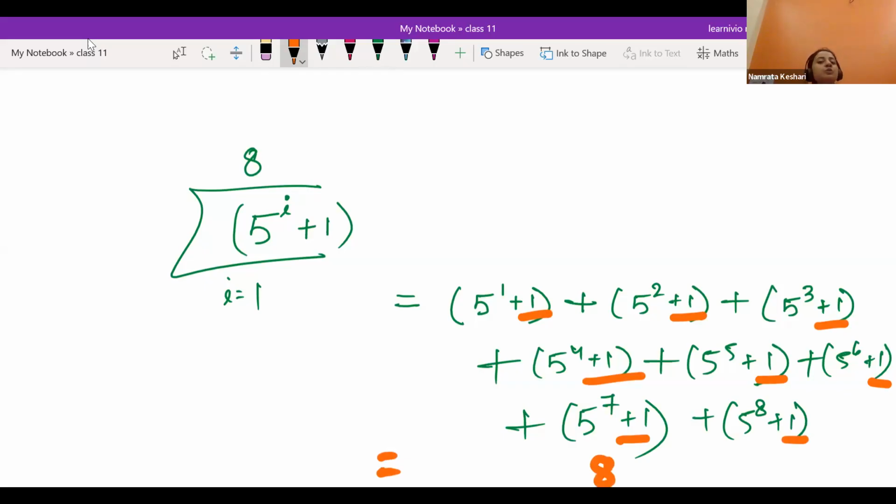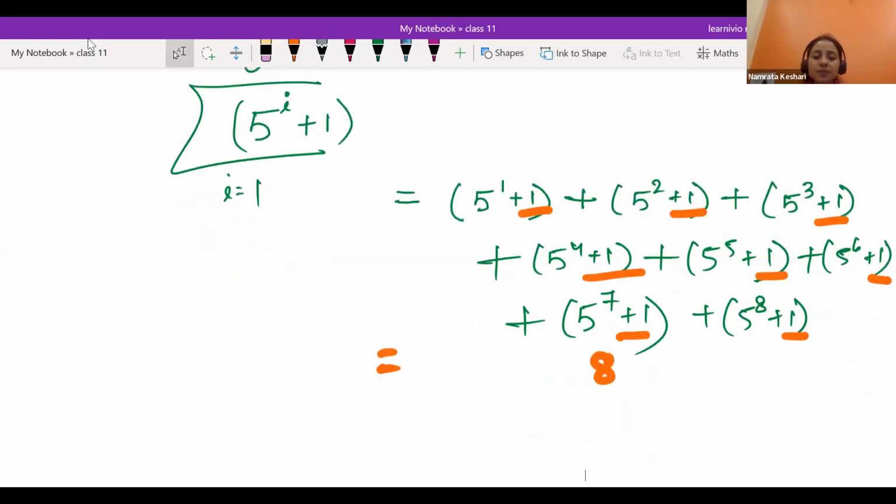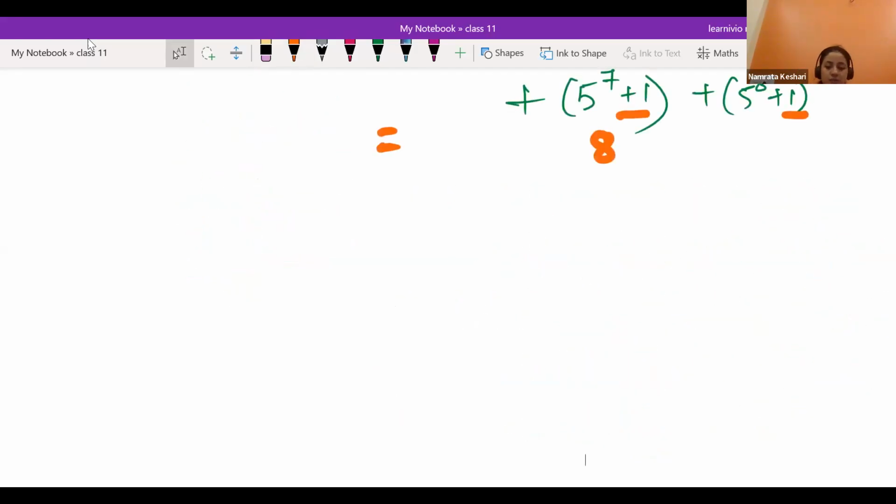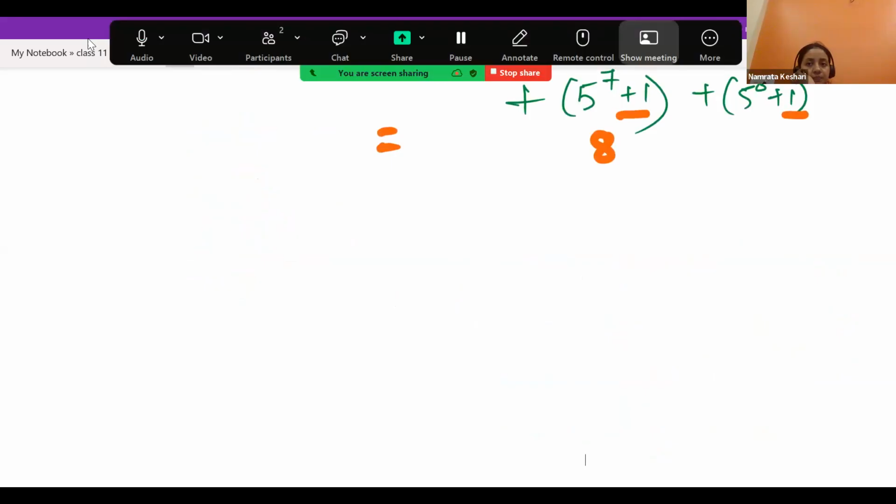And what about this one? 5 to the power 1 plus 5 to the power 2 plus 5 to the power 3 plus 5 to the power 4 plus 5 to the power 5 plus 5 to the power 6 plus 5 to the power 7 plus 5 to the power 8. These all added together will be just a GP, where you have to find the sum of first 8 terms, right? If I am giving you a GP like this, is it clear, Manvi? These type of questions. Yes, ma'am.